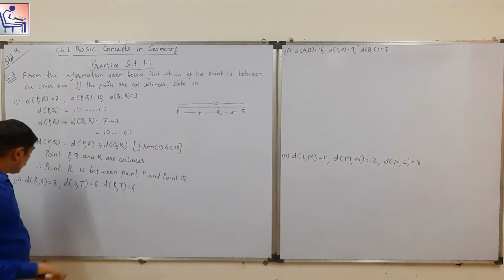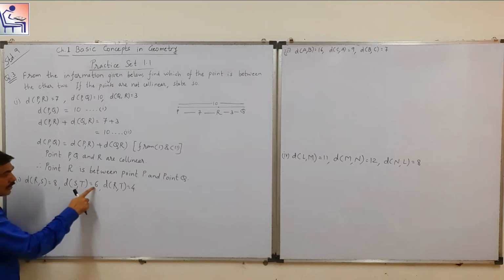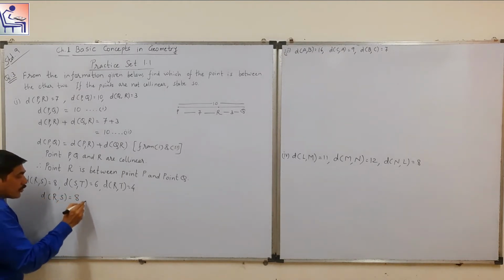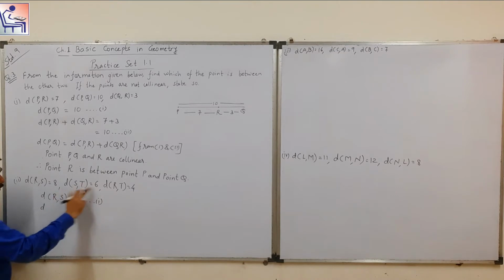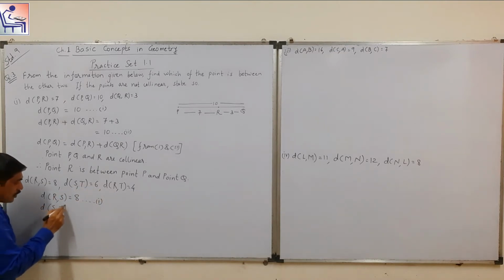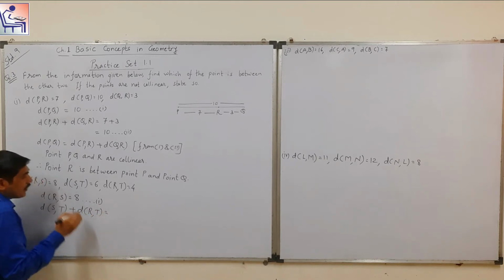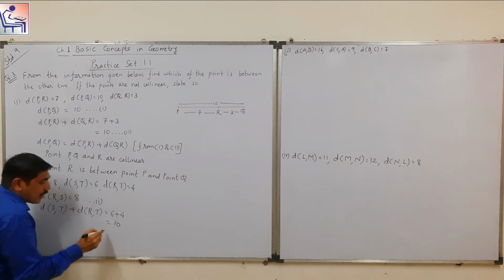Now, second question. The values are 8, 6 and 4. Out of these three values, the highest value is 8. So I can say that distance RS is equal to 8. This is the first equation. Second, now we have to add up the remaining two. So distance ST plus distance RT is equal to 6 plus 4, which is equal to 10.